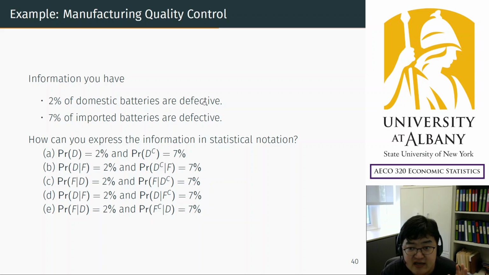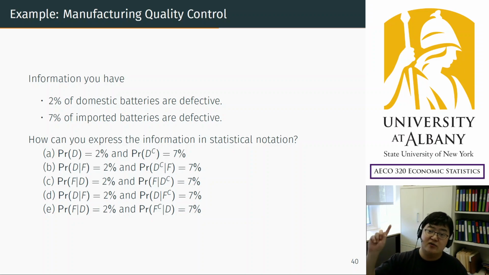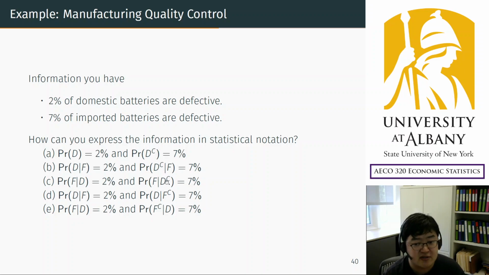So the first sentence can be written this way, F given D. And then the other sentence, 7%. Now what we are going to do is choose 100 batteries, and those batteries are imported. Randomly choose 100 imported batteries, and then 7 of them are going to be defective. So D complement stands for imported batteries, and F is defect. The main event is the same, but the condition is different. So the answer is this, right?